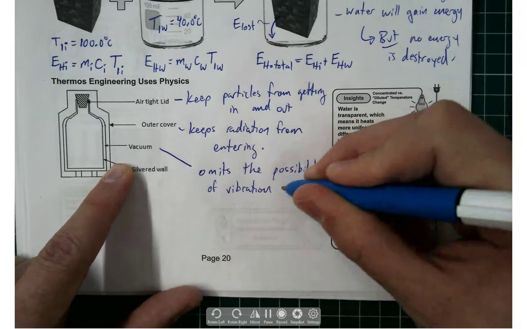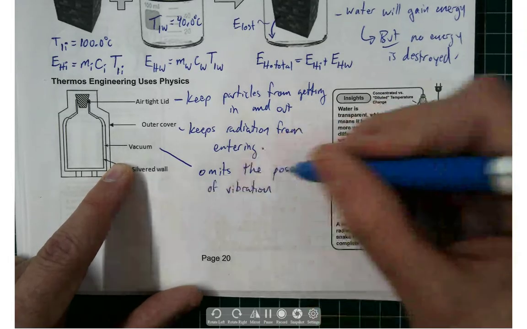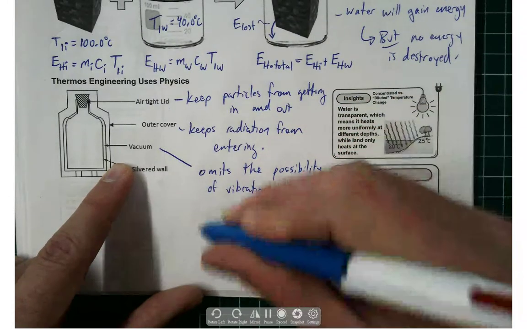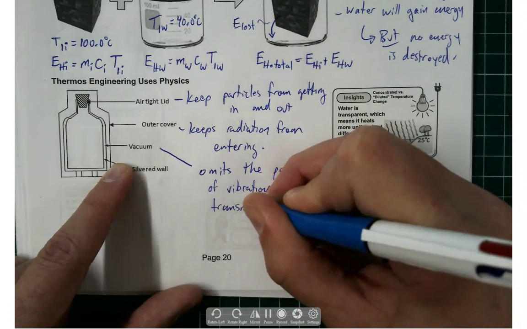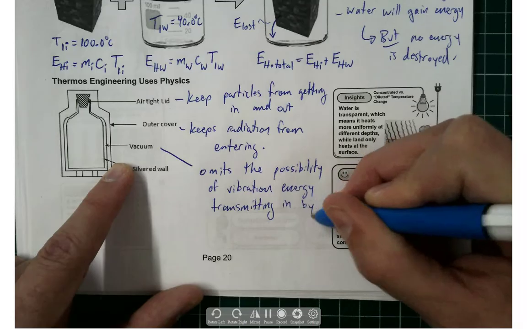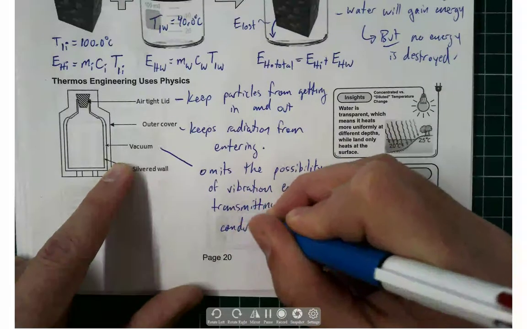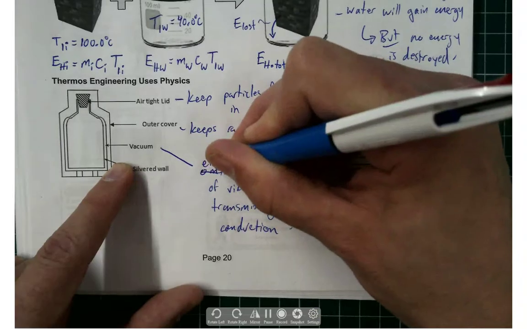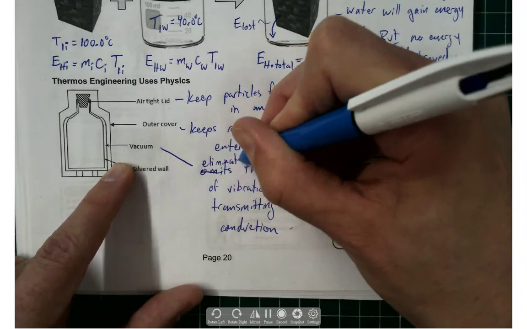Omits? Eliminates? You like that better? Transmitting in by conduction. If you like eliminates better, that's fine. I was just wondering if that one is okay.